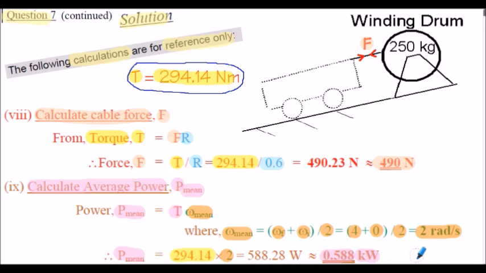So as I said, they're just additional calculations to question 7, just to show you how the solution can be developed still further.